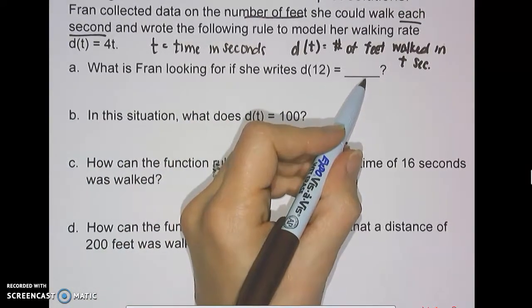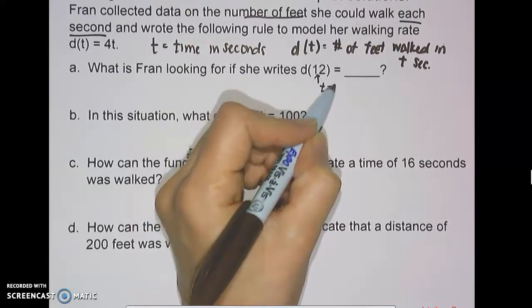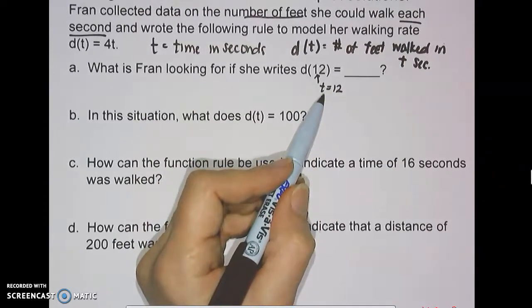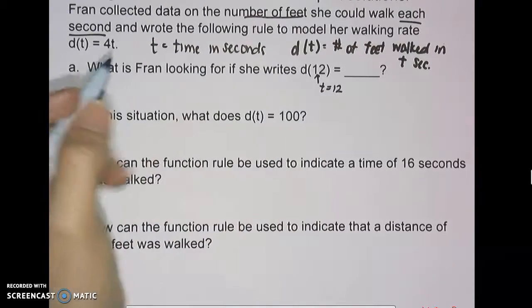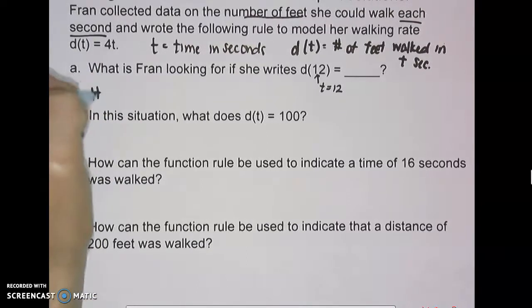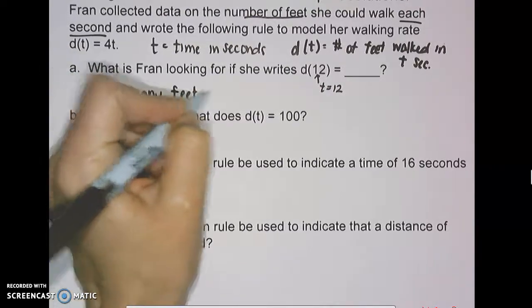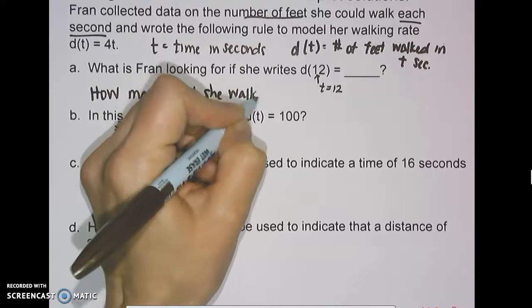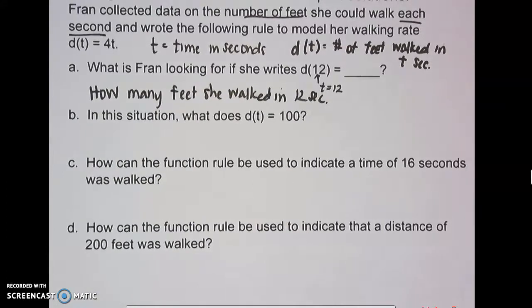All right, so what is Fran looking for is she writes d of 12 equals, and then obviously she would have to figure out what that is. Here, this inside the parentheses tells us that t equals 12. And so time is in seconds. So here, since this is what t equals, this would be how far or how many feet she walked in 12 seconds. Okay, so if she were to actually plug in 12 to this equation, she'd plug it in for t and then multiply that by 4 to see how many feet she walked in 12 seconds.